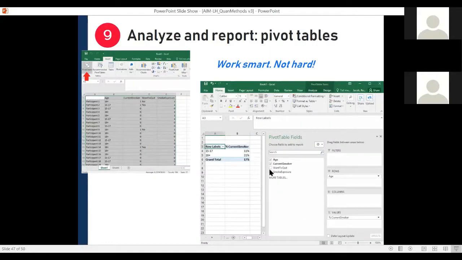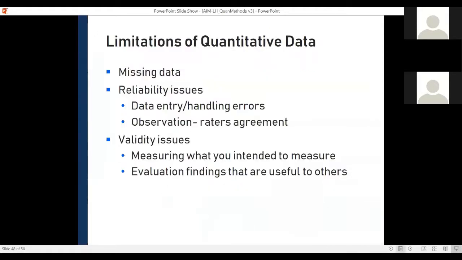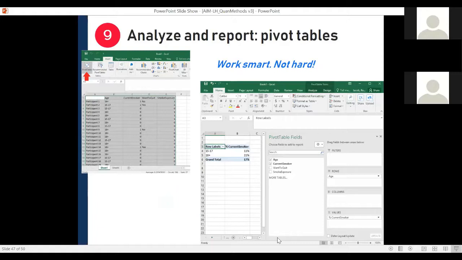Okay, so really quickly, I'm going to show a brief example of a pivot table. I find these to be super helpful. Let's do this new share.